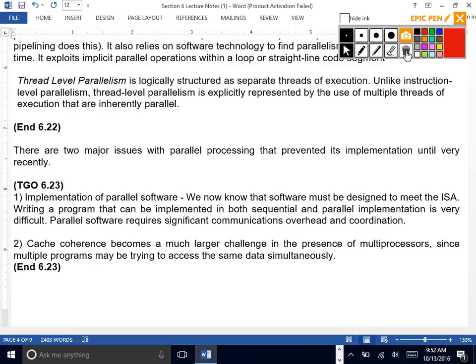Parallel software requires significant communications overhead and coordination. And two, cache coherence becomes a much larger challenge in the presence of multiprocessors, since multiple programs may be trying to access the same data simultaneously.